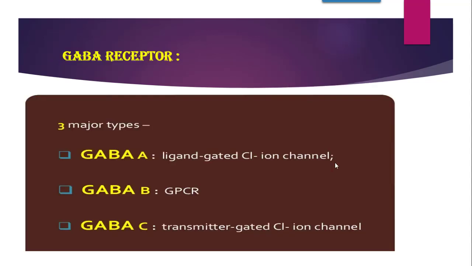Coming towards the GABA receptor, there are three major types: GABA A, GABA B, GABA C. Basically GABA A is a ligand gated chloride ion channel based receptor, GABA B is known as a G protein coupled receptor, and GABA C is a transmitter gated chloride ion channel. We are going to deal with the first type, that is GABA A, the ligand gated chloride channel.